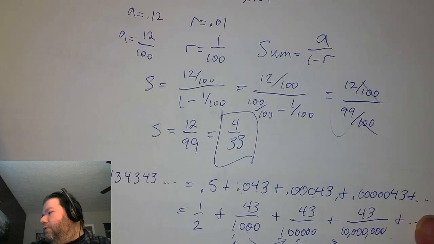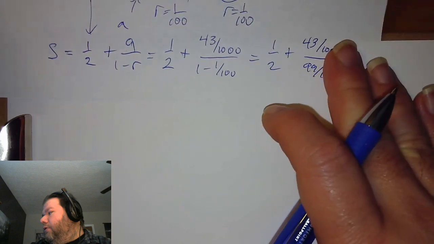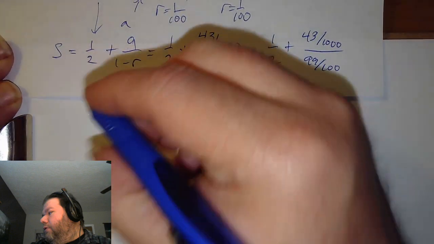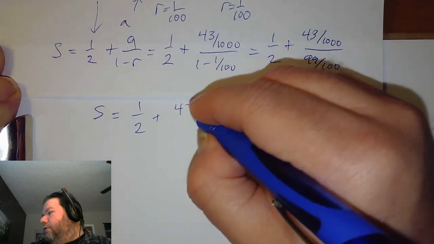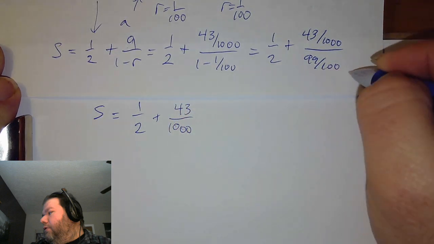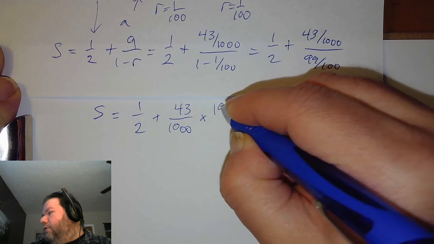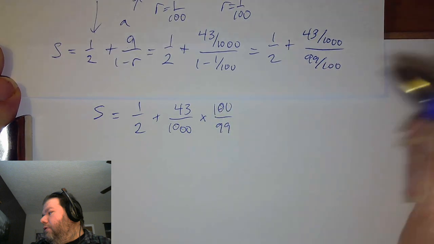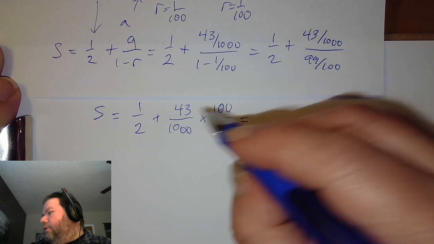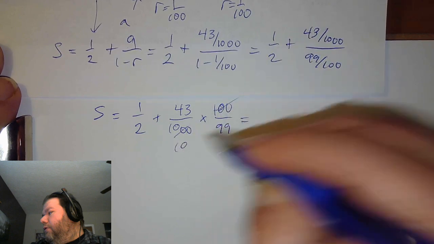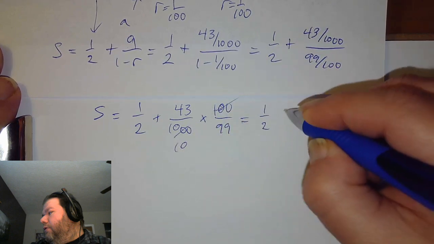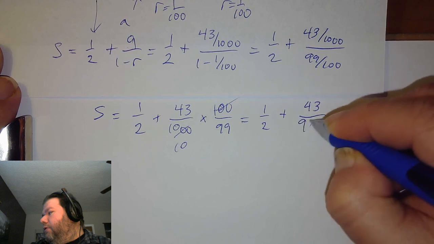That's a little bit tougher. So we'll probably want to go ahead and work a little harder on that one. So 1/2, let's see, so this is 43 over 1,000, and it's divided by 99 over 100, so times 100 over 99. Now 43 is prime, it's not going to reduce to anything, but 100 over 1,000, we just leave a 10 on the bottom. So there'll be 1/2 plus 43 over 990.